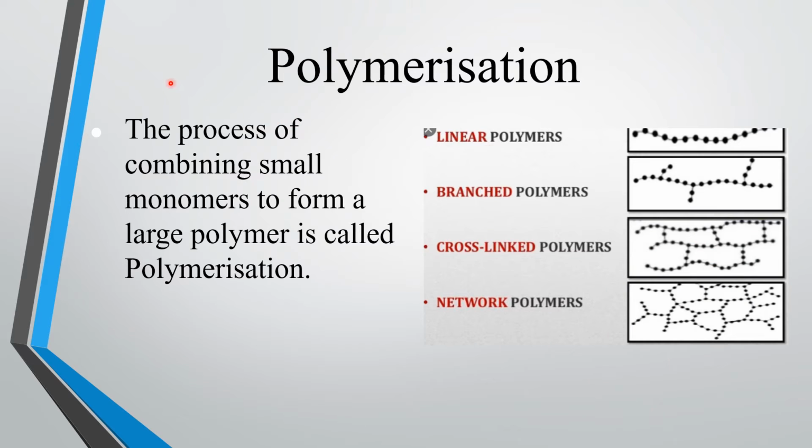So just now we saw that monomers are combined together in order to make a polymer. Then there must be a specific name, right, for that particular process, and the name of that process is polymerization. So polymerization is nothing but a process in which all the monomers are combined together in order to form a large macromolecule called a polymer. And this process can lead to different types of polymers like linear polymers, branched polymers, cross-linked polymers, and network polymers.